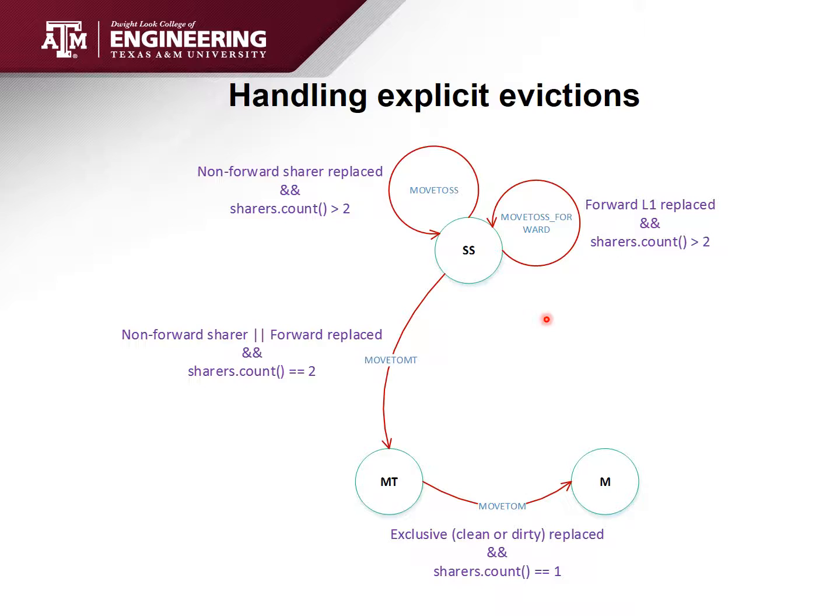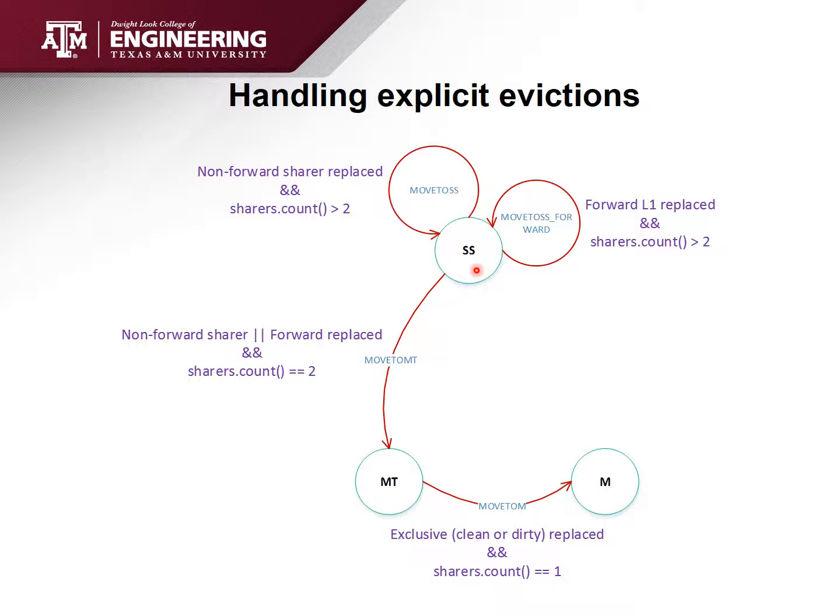Since we support explicit or non-silent eviction, we made several changes to the L2 controller. This portion of the state machine shows some of the relevant states of L2. When the L2 block is in the SS state, it means that more than one L1 cache has that block. When the L2 block is in the empty state, it means that this block is present in exactly one L1 cache, either as a clean copy or as a modified copy. M state means that no L1 cache has it and only the L2 cache has it.